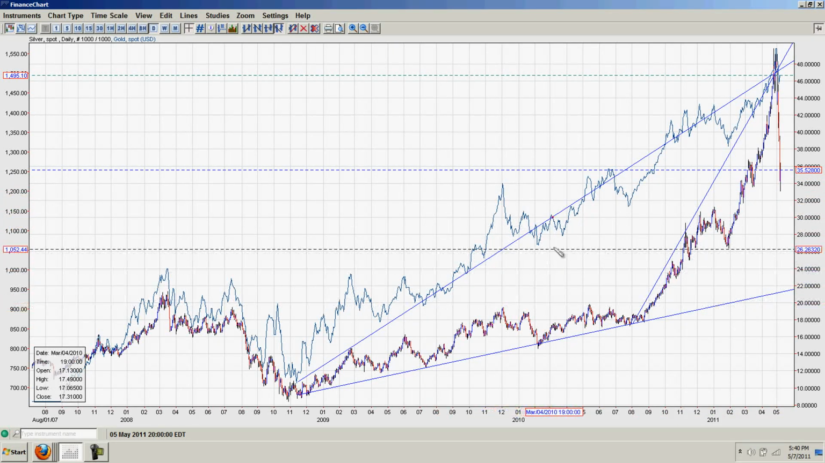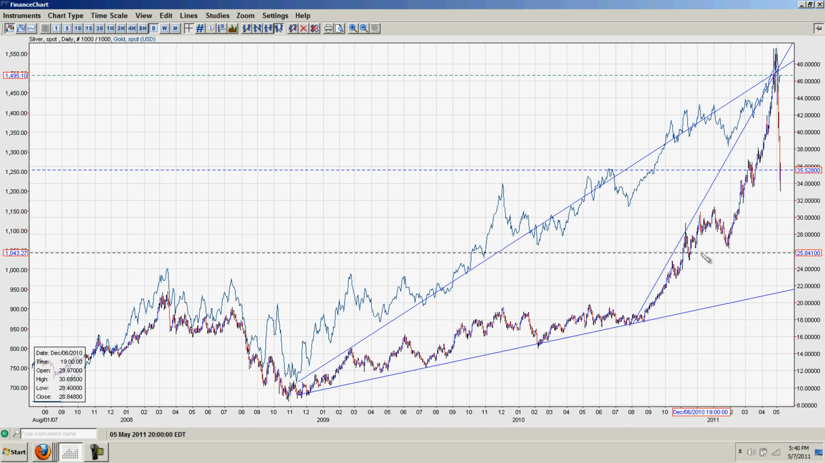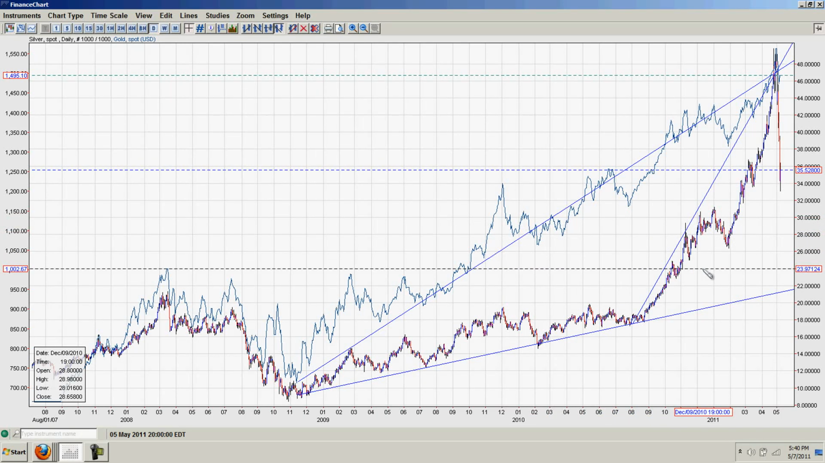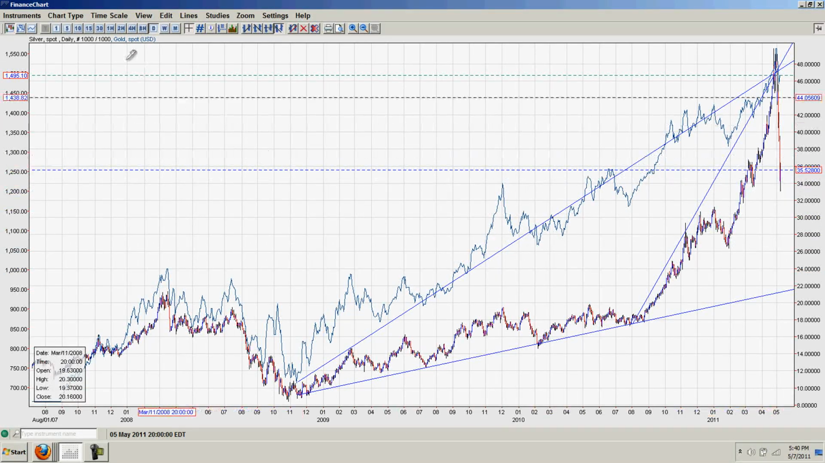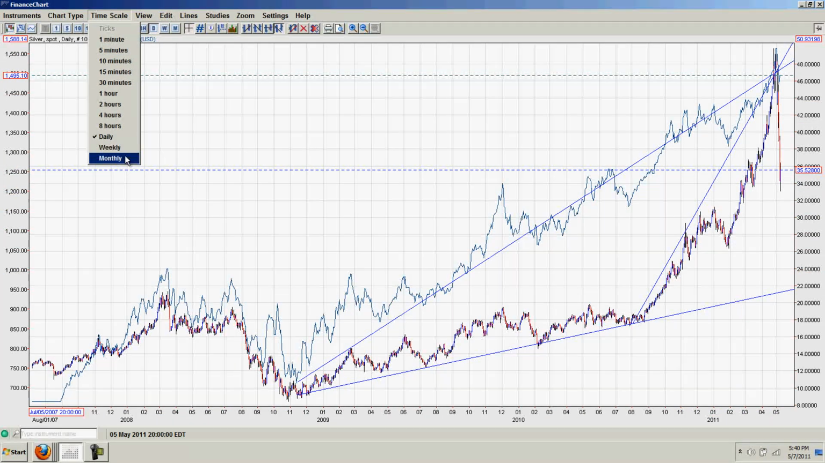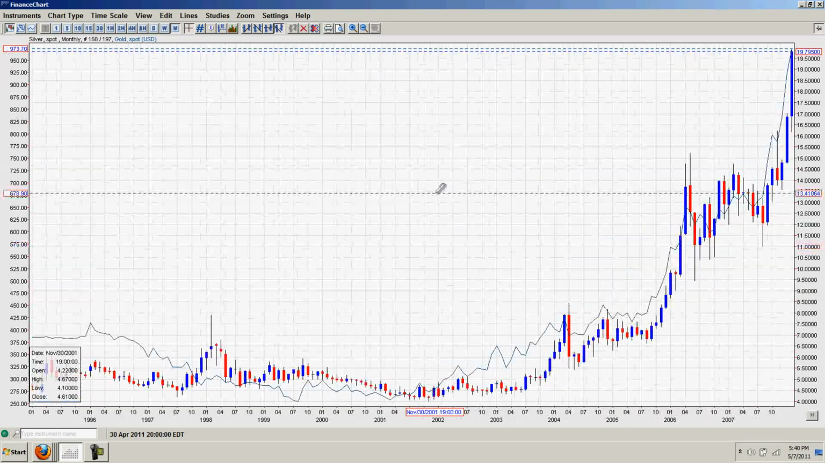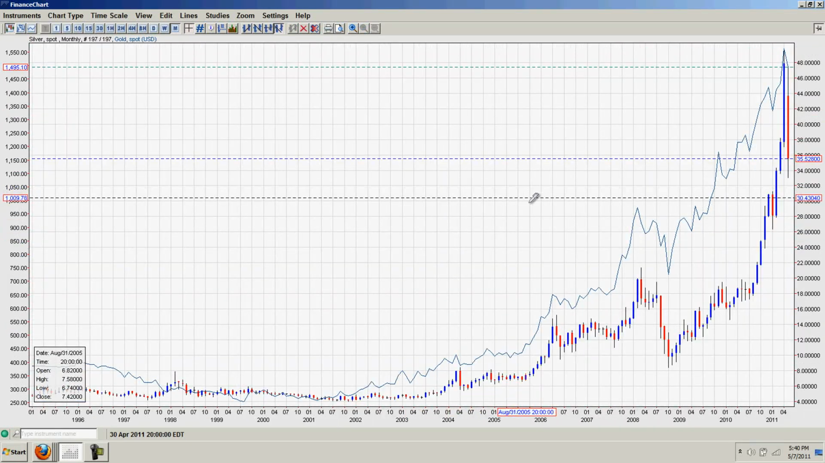Now, one of the arguments that a lot of people make is that silver is so much more volatile. So let's examine that. Let's go all the way back to, let's start with our monthly charts. So let's get all the way out.